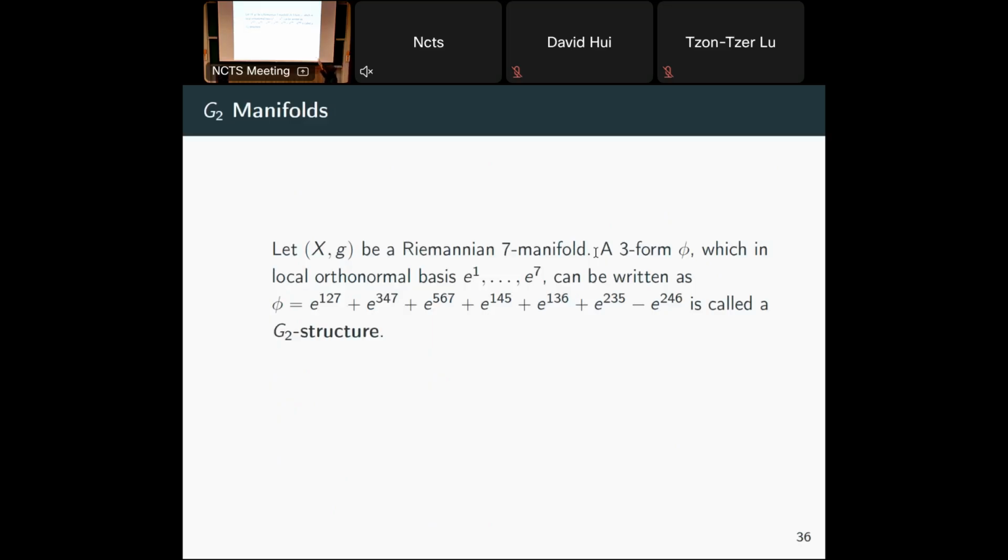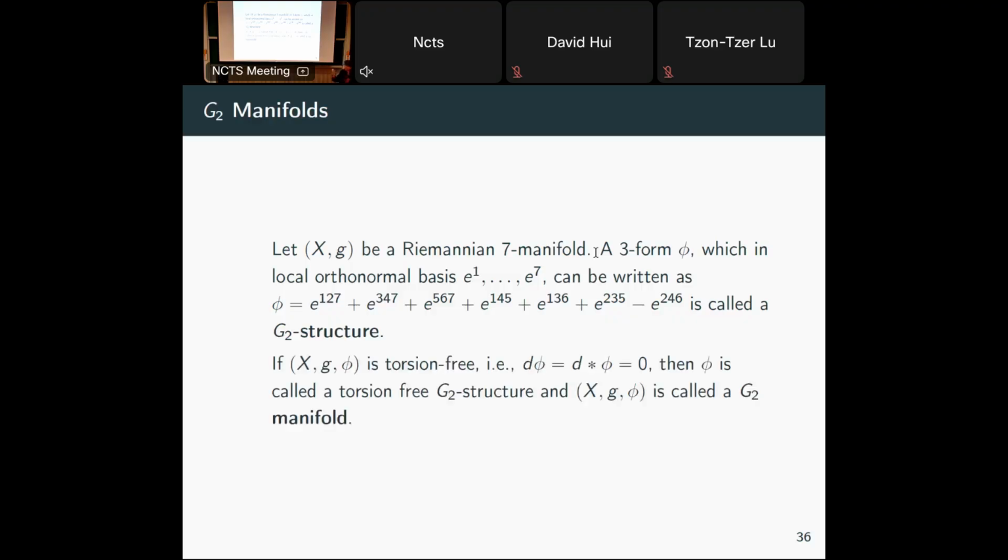A G2 manifold: I have a 3-form, which in a local orthonormal basis can be written like that. So e^{1..7} means e^1 wedge e^2 wedge ... wedge e^7. That's a 3-form. The reason it looks like that comes, again, from octonionic algebra. You write down the octonionic multiplication table, and then you define things so that e1 dot e2 gives you e7. The stabilizer group of this 3-form is the group G2. So that's where the term G2 manifold comes into play.